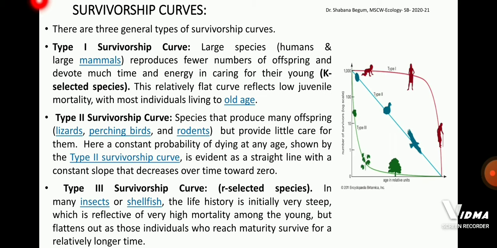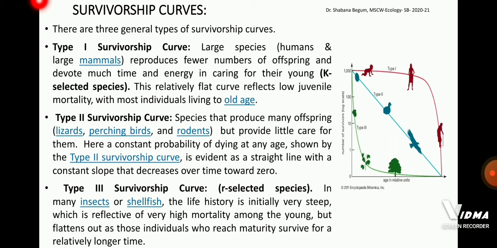Type 1 survivorship curve is a convex curve. Fine, so it is a convex curve. Large species such as humans and large mammals, as well as rabbits, mountain deer, etc., exhibit this curve. These are animals in which individuals tend to live out their lifespan. That means you can say type 1 convex curve, which is mentioned here.